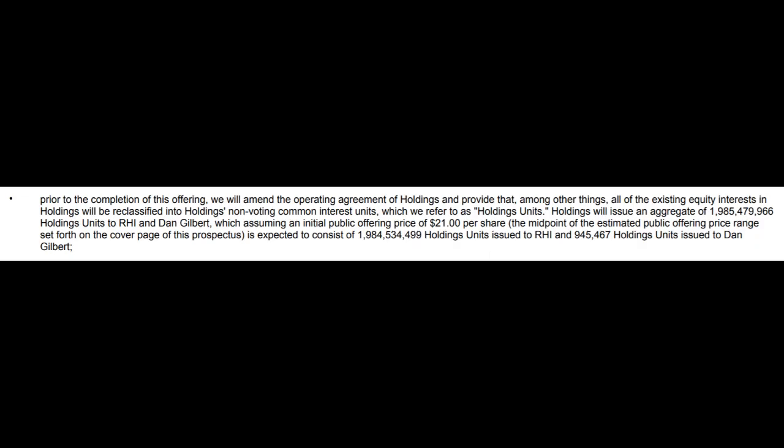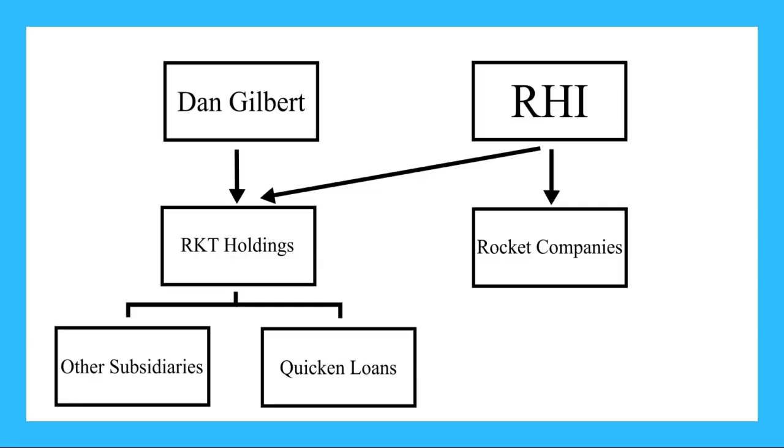The next thing they did was divide up Rocket Holdings into shares which they called holding units. Most of these holding units went to RHI and the rest went to Dan Gilbert directly, which brings us to something like this. Then what they did was kind of squeeze Rocket Companies in the middle here and also divide it between RHI and Dan Gilbert. And this is where we start to get the different classes of shares.